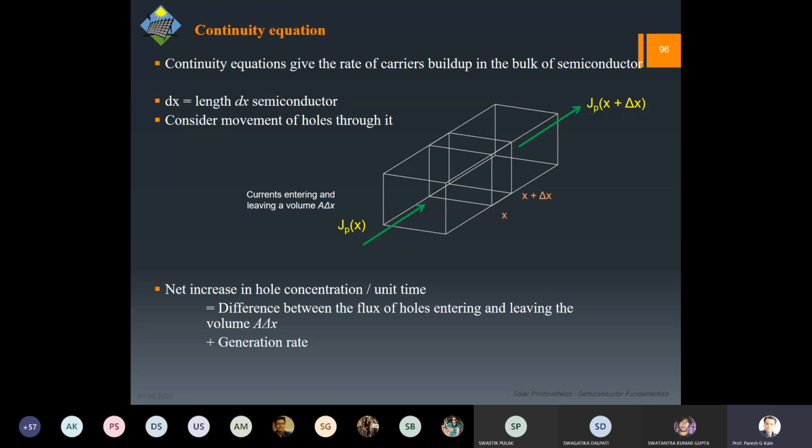But this particular region between x and x plus delta x is also a semiconductor, right? When we have some light or thermal agitation or whatever the reason, there can be some generation in that area as well. And obviously, as this is a material, there could be a recombination rate. So out of this accumulation, we have to subtract the recombined carriers, and we have to add the generated carriers.